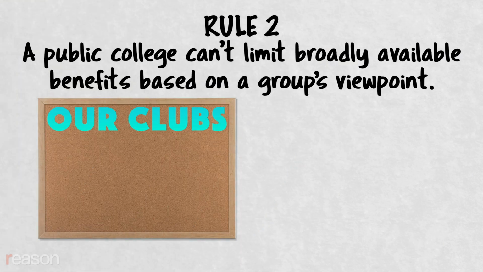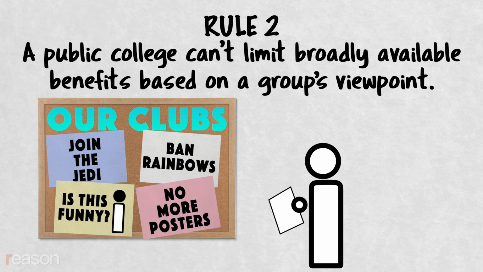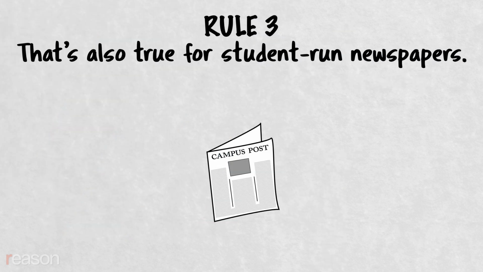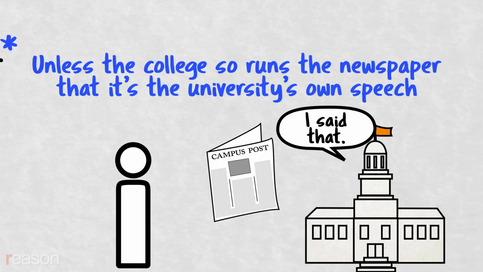2. A public college can't limit broadly available benefits based on a group's viewpoint. It can't, for instance, deny bulletin board space to groups that spread religious views, anti-homosexuality views, racially offensive parodies, or any other views. 3. This is also true for student-run newspapers, unless the college so controls the newspaper that it's viewed as being partly the university's own speech.